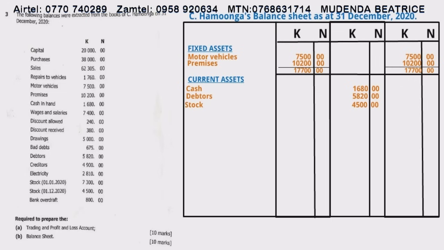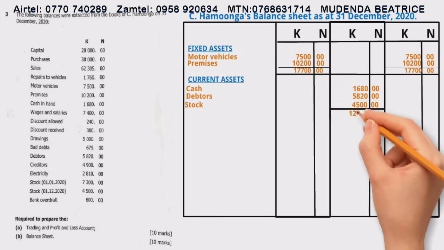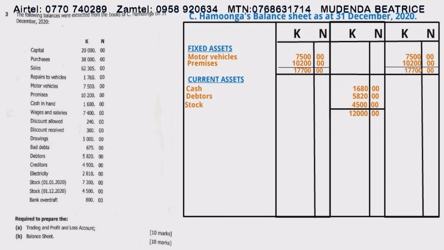Once we've done that, the next thing we're going to do is find the sum of those current assets. How much current asset is there? The total value of current assets is 12,000 kwacha. 12,000 kwacha is the total value of current assets.